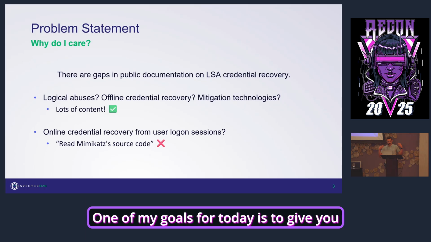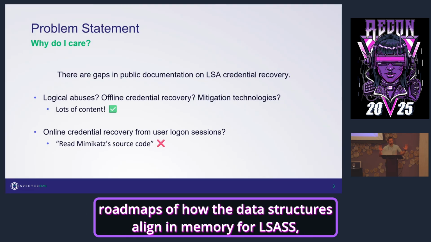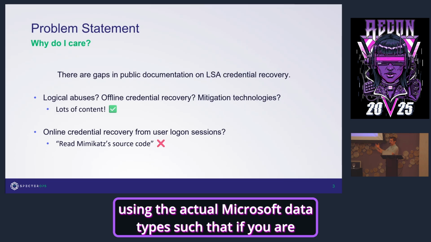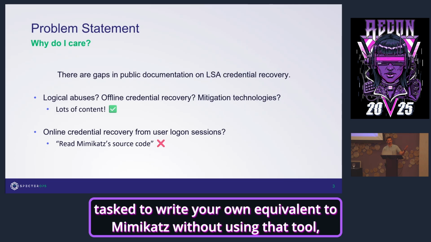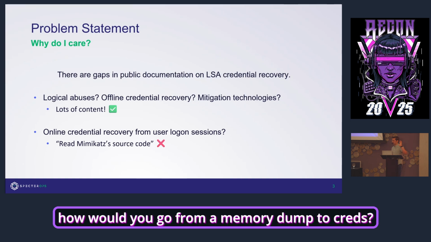So one of my goals for today is to give you roadmaps of how the data structures align in memory for LSASS using the actual Microsoft data types, such that if you are tasked to write your own equivalent to Mimikatz without using that tool, how would you go from a memory dump to creds?